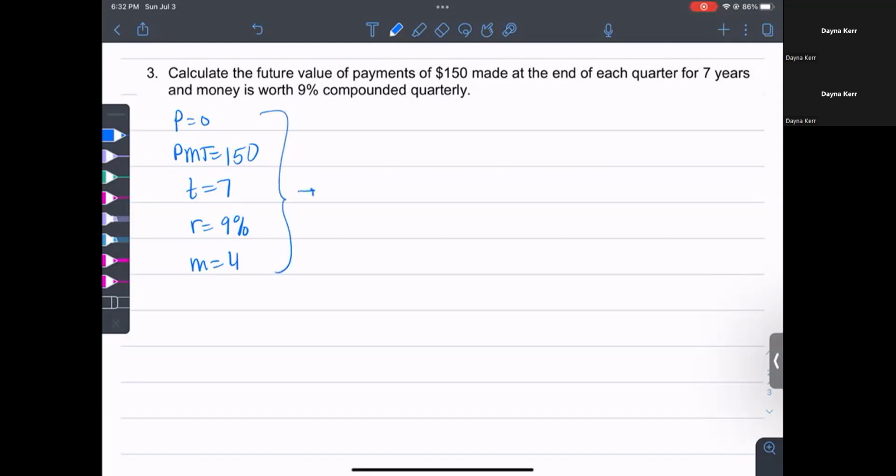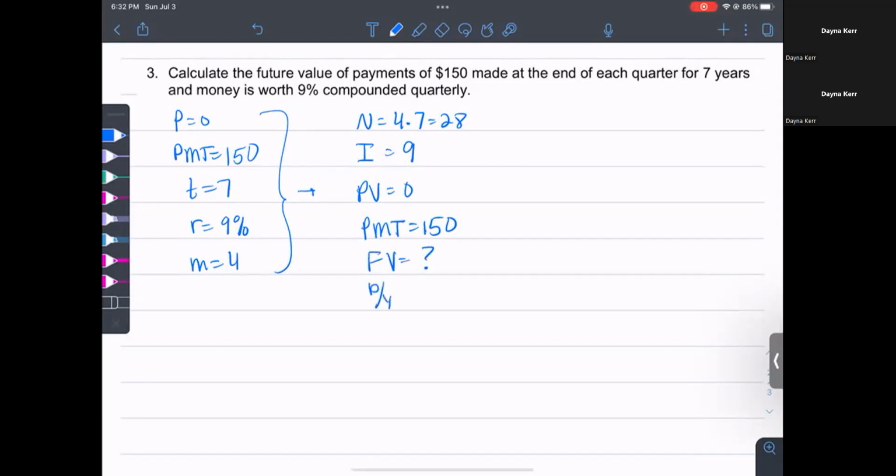So into your TVM solver. For N, you would do 4 times 7 or 28. For I, you would set it to 9. Present value is 0 with a payment of $150. Future value is what we're going to be solving for. PY and CY are both 4. And the payment is at the end. Okay, so I'm not going to switch back to my calculator. Make sure you walk through solving this one. And the amount you should get is $5,763.63.